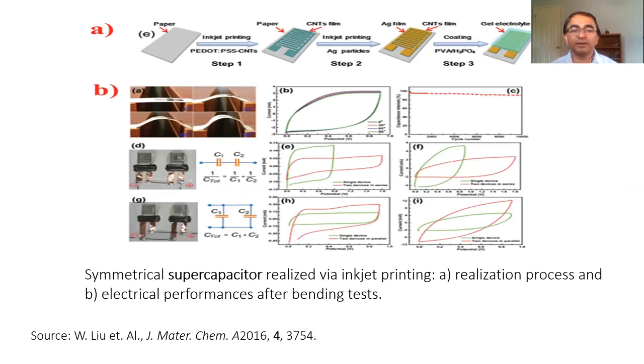These are some supercapacitors made by inkjet printing that people are making. Now you can store energy on these supercapacitors, and one day you might have a phone with this printed supercapacitor on the back of your phone, replacing your battery. So you might have thought of this, and you can think of even more than this.